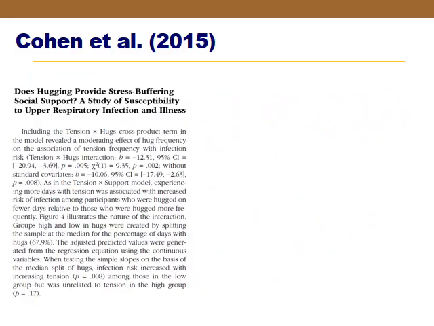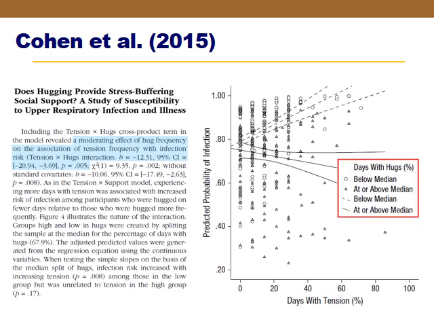Here are the results of that study. So here you can see they tested the tension by hugs interaction. They call it the cross product term. And they found that the effect of tension was dependent on hug frequency. So all 3 of these variables were related to each other. Here's how they reported their interaction. And here's how they showed it in a graph.